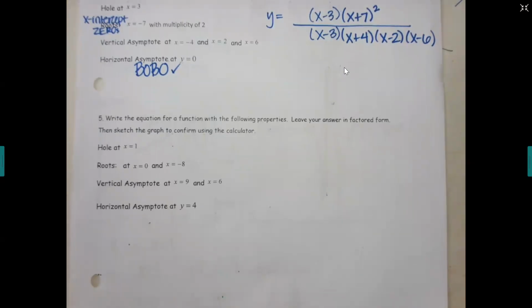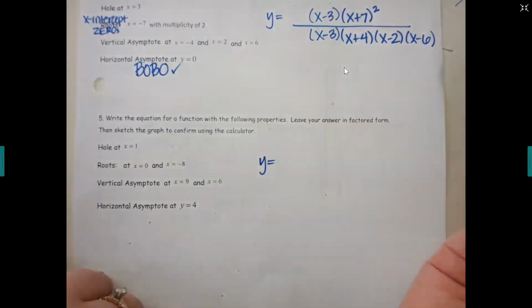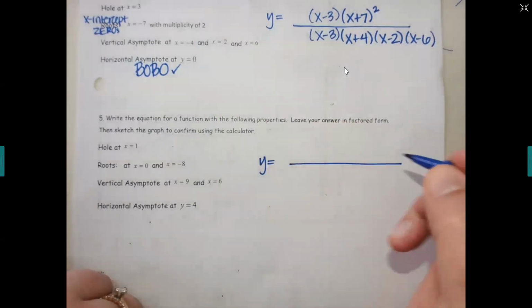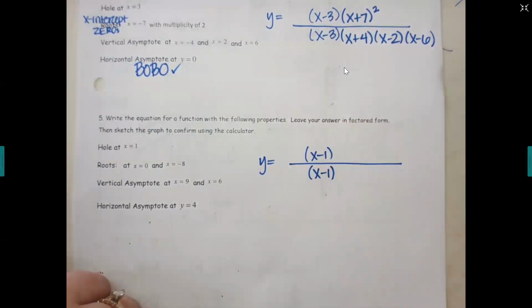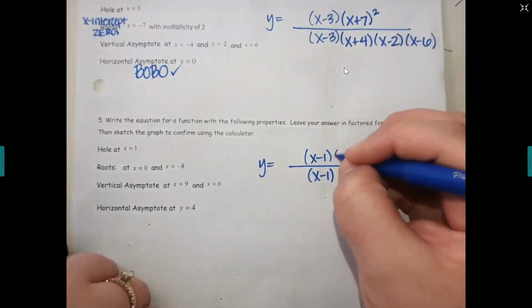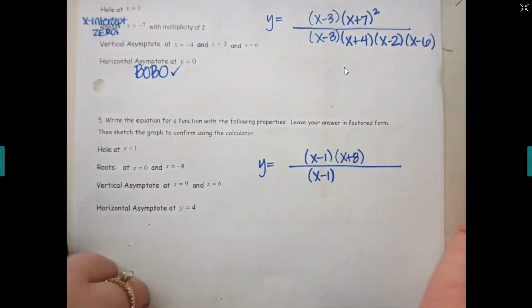Last one, number 5. Y equals. In order for there to be a hole at 1, what does the factor have to say? -1, and it would have had to cancel, which means it needs to go top and bottom. Then my roots are 0 and -8. What does the parentheses say for -8? Plus 8, and then how do I get to 0? X in the front or on the outside, very good.